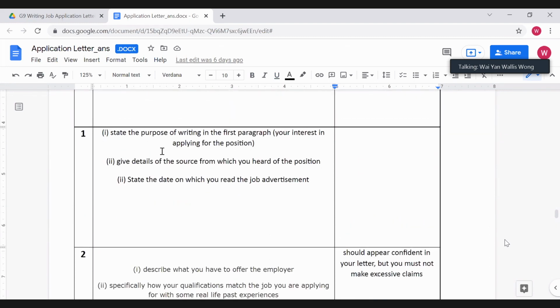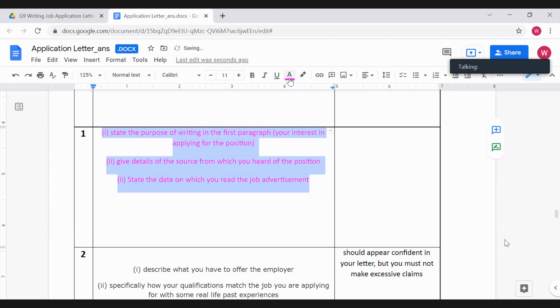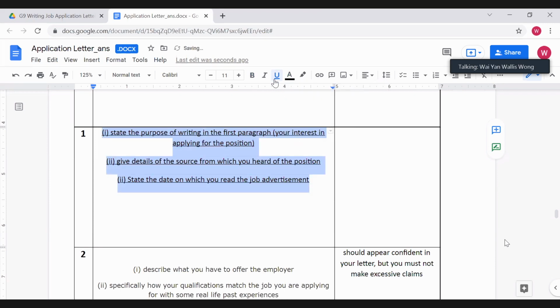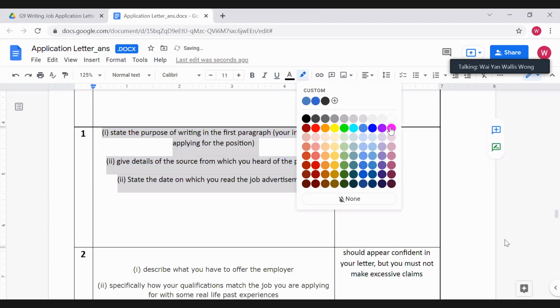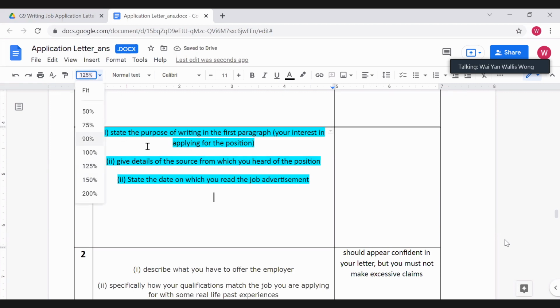And here, make sure you have all three. Black highlighted. Okay, highlighted. Because many of you missed it, the blue one.